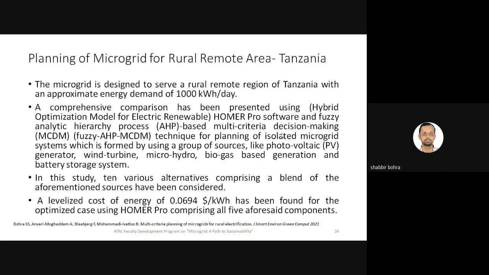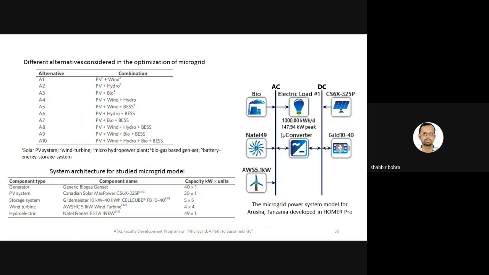So in this study, 10 alternatives comprising a blend of the aforementioned sources have been considered. And at the end of the analysis, what has been found is that $0.0694 per unit was the levelized cost of energy, that is LCOE, for the optimized case in HOMER Pro comprising all four aforesaid components. So all four components are taken into account, and when we take all these components into account, then the energy cost would be this much, that is $0.0694 per unit. And these are the results from that.